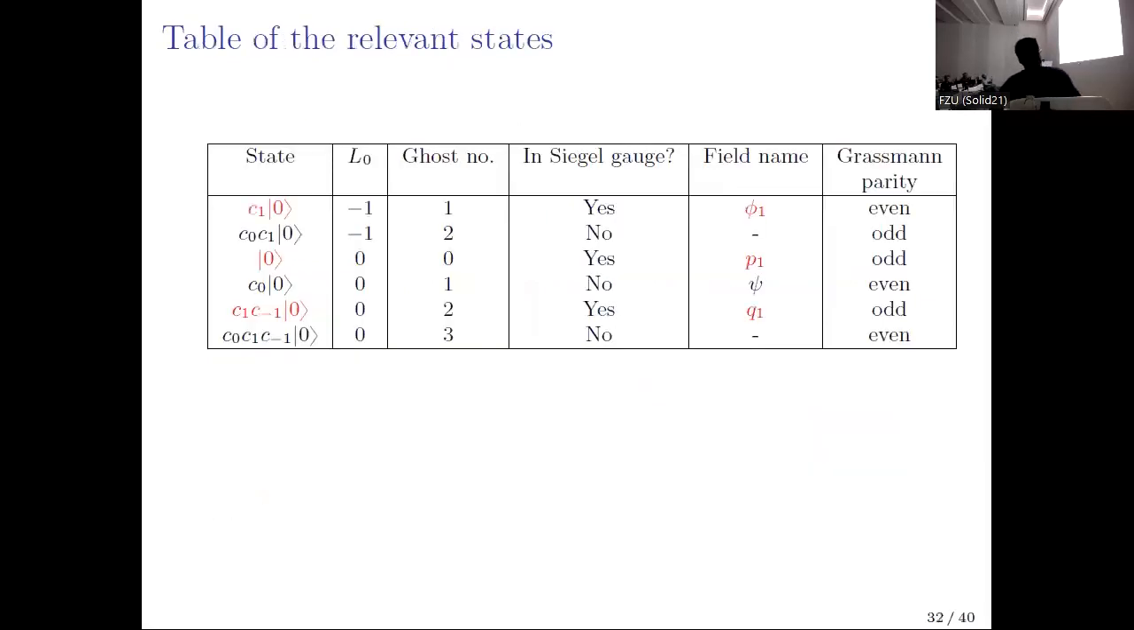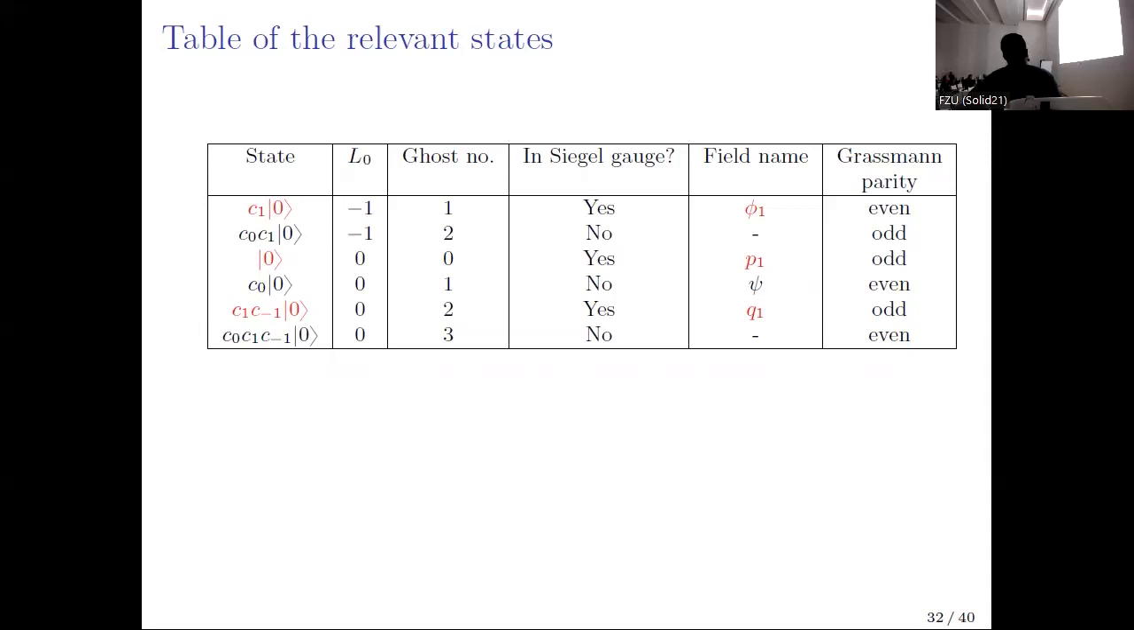So here is the set of states that you should worry about. There are 6 states I have written here. The red ones are the ones in Siegel gauge. c1 on 0 is a bosonic state with L0 = -1. So that's giving the e to the 2 pi t. The c0 and the c1 c_{-1} on 0 are L0 equal to 0 states. They are Grassmann odd states, and I've called them here p1 and q1.